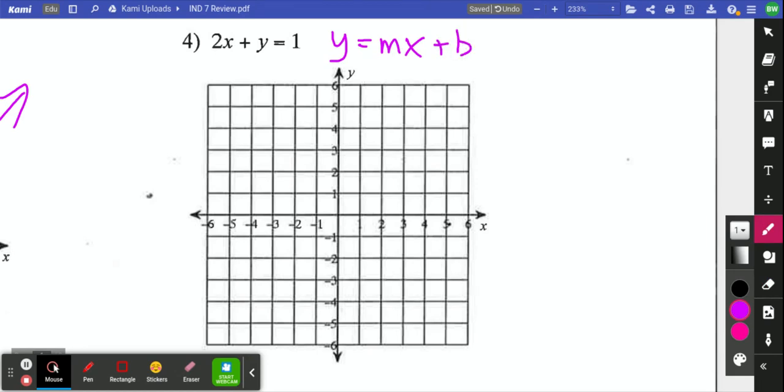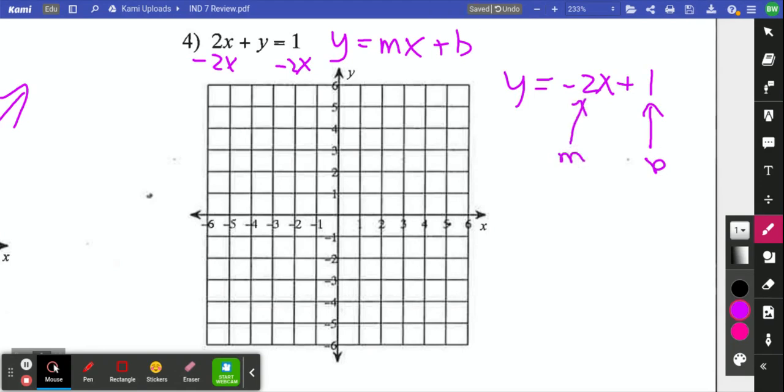So we just have to get y by itself on the left, which we do by subtracting 2x from both sides. So we subtract 2x from the left, we subtract 2x from the right. And on the left, we now just have y. And on the right, we have negative 2x plus 1. That is now in slope-intercept form. That is the intercept. Negative 2 is the slope.